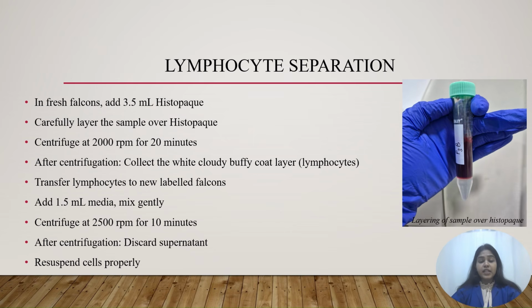We'll transfer the lymphocytes to the new labeled falcons. We'll add 1.5 ml of media and mix it gently. We'll centrifuge it again at 2500 for 10 minutes, as our cells are fragile. After centrifugation, we'll discard the supernatant and resuspend the cells properly.